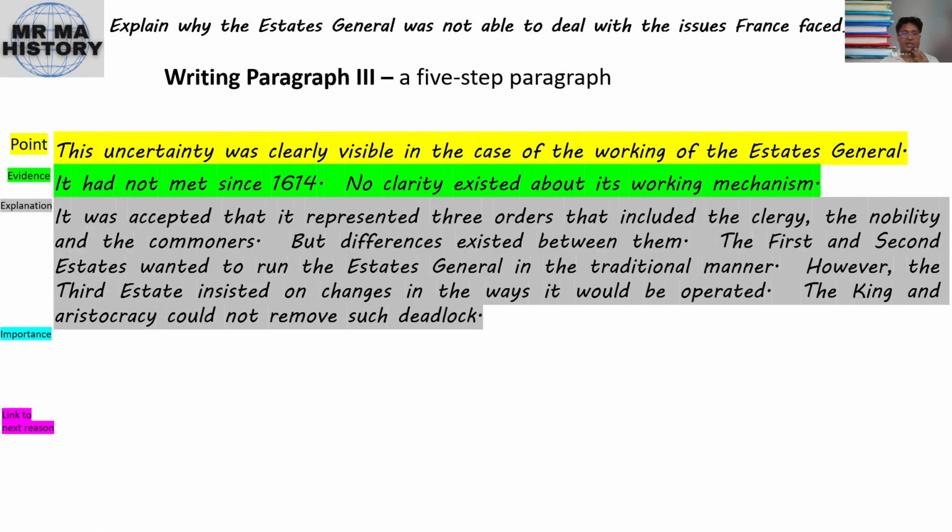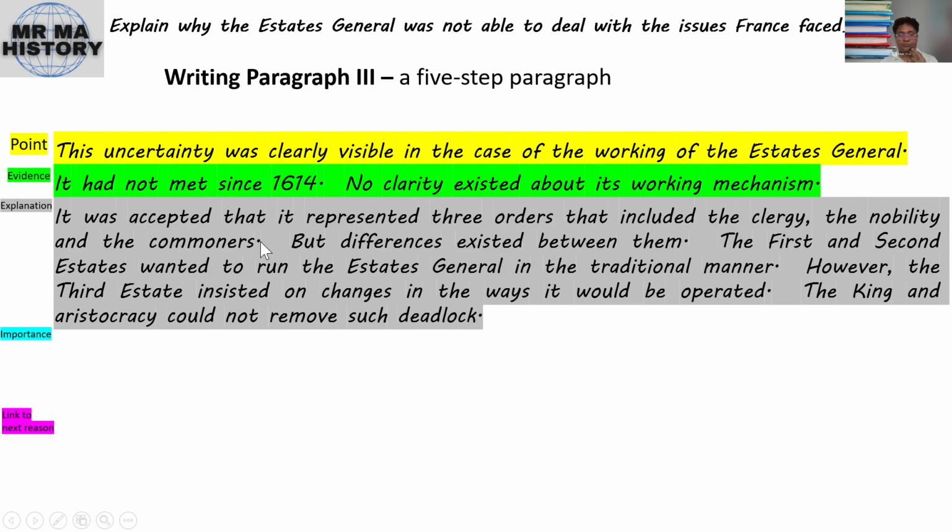And what explanation is there for this? It was accepted that it represented three orders that included the clergy, the nobility, and the commoners, but differences existed between them. The first and second estates wanted to run the Estates General in the traditional manner. However, the third estate insisted on changes in the ways it would be operated. The king and aristocracy could not remove such a deadlock.